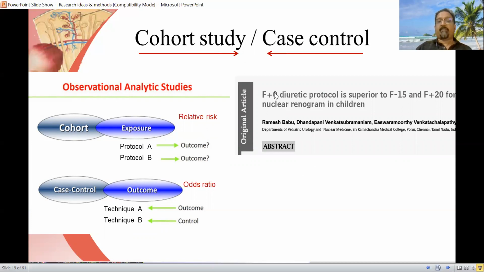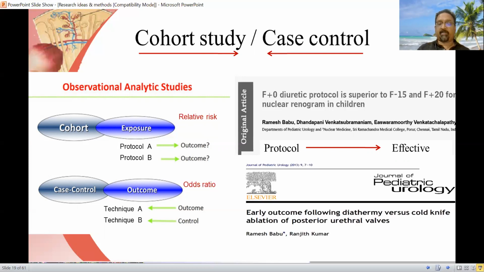So this is a study where we compared outcomes of F0 diuretic protocol versus F -15, F +20. So this was prospectively assessed how many patients were having difficulties or indeterminate studies. So we looked at the protocol and how effective it was. And this is a study where we looked at the stricture rate following PUV fulguration, and then we compared two different techniques of what we had used earlier, whether we used a diathermy or a cold knife.